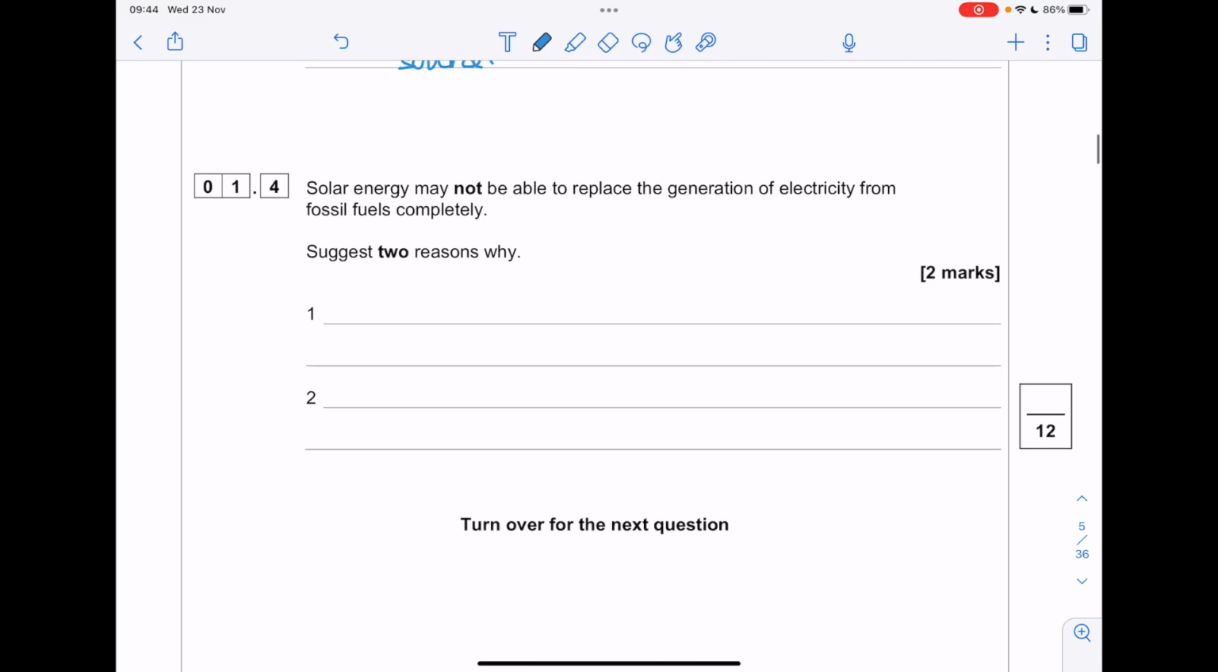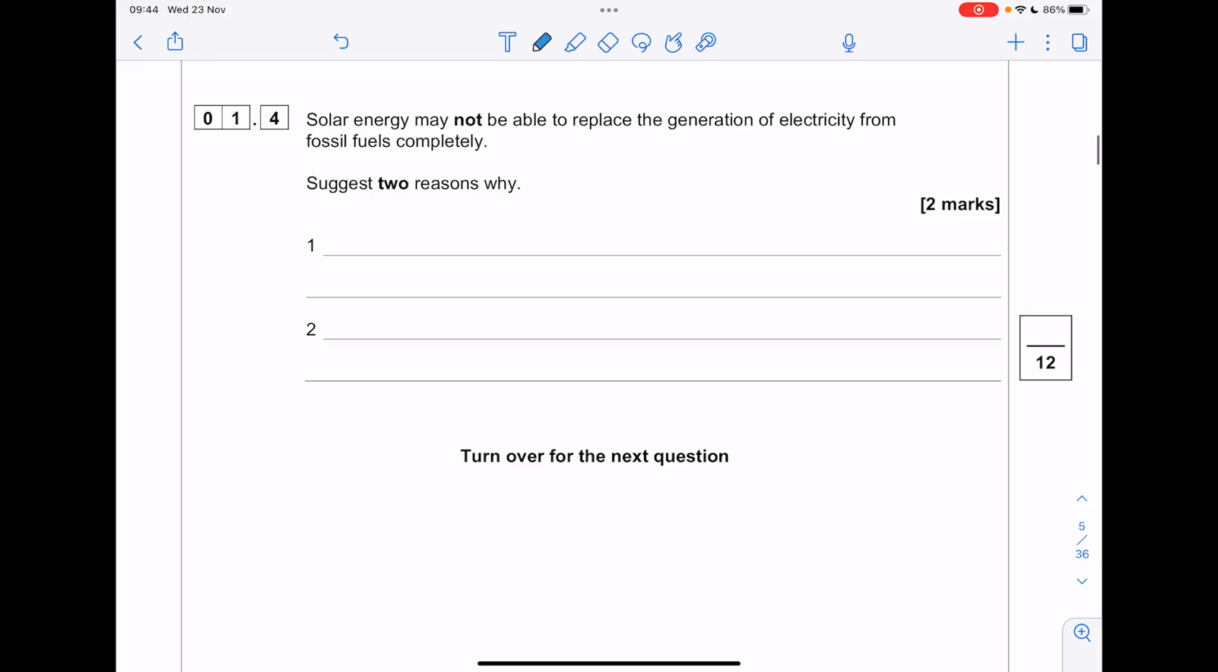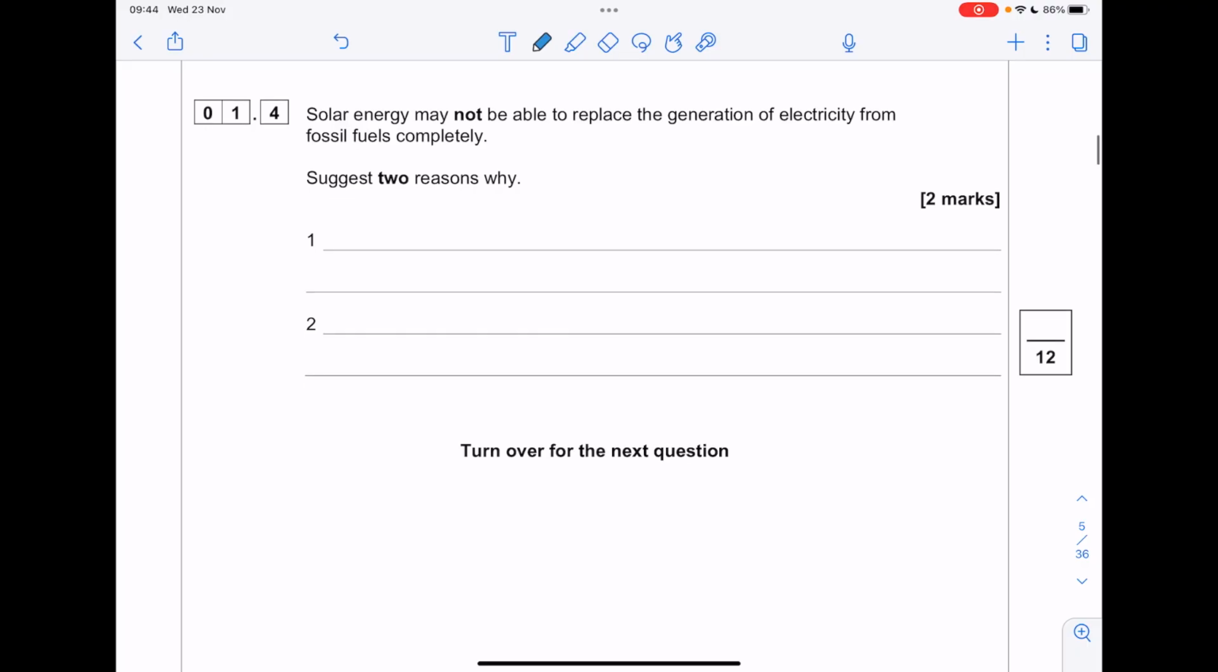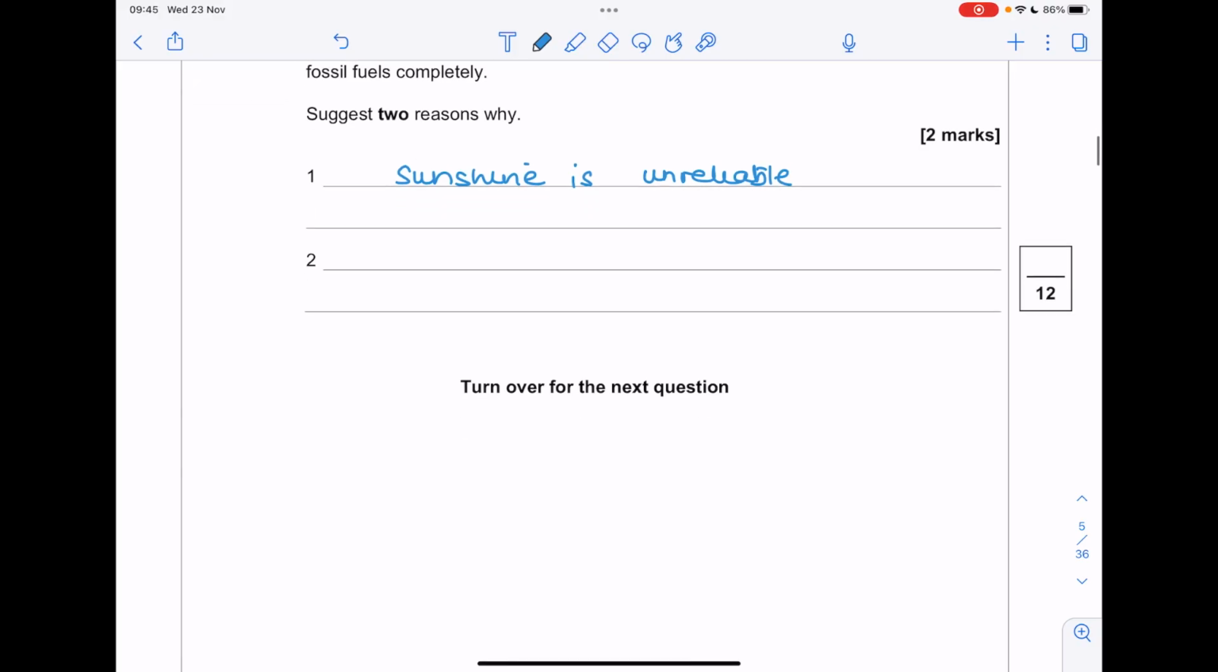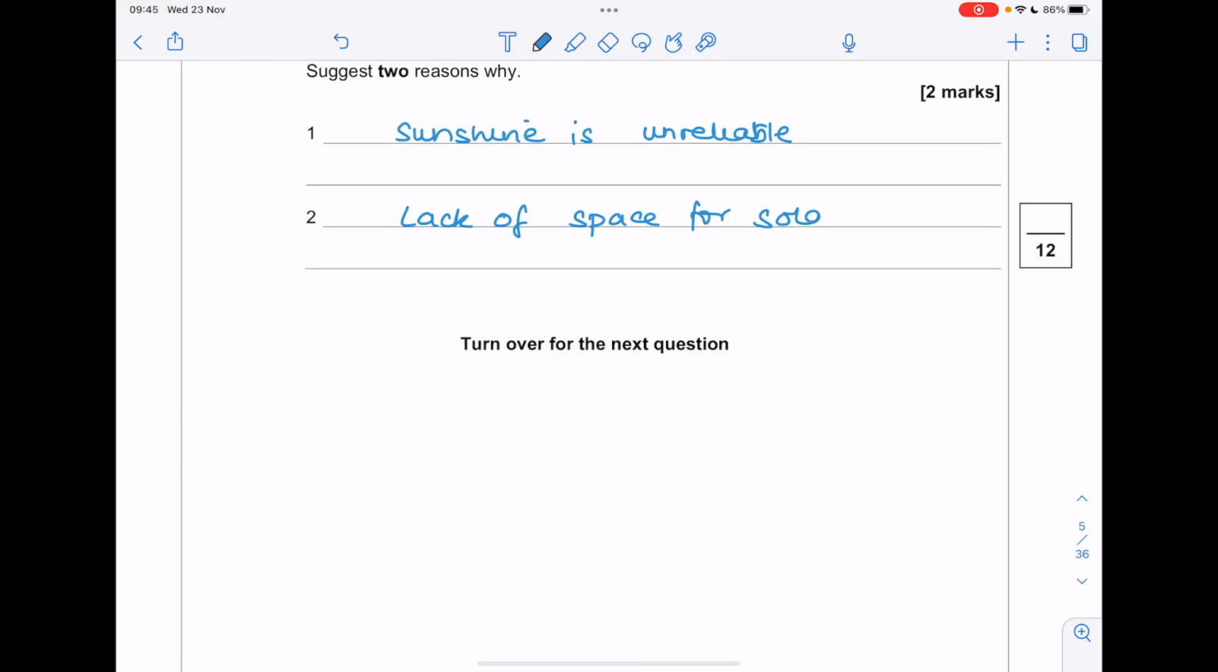Solar energy may not be able to replace the generation of electricity from fossil fuels completely. Suggest 2 reasons why. First of all, because it's very dependent on the sun, which is obviously extremely unreliable. And secondly, solar panels are fairly inefficient, so you need a huge amount of land in order to place all the solar panels you'd need.